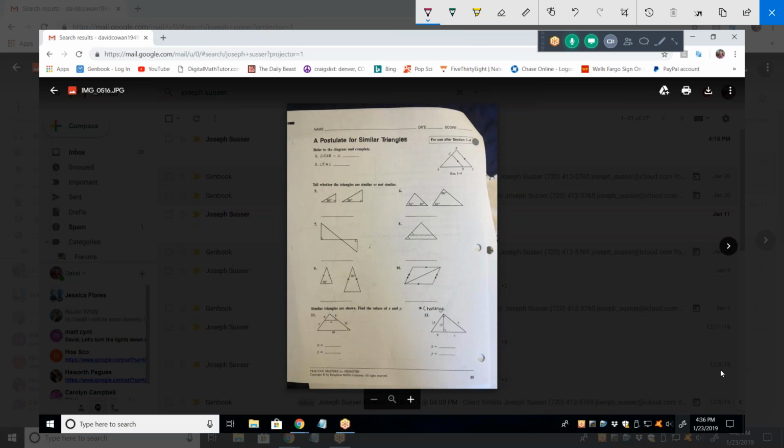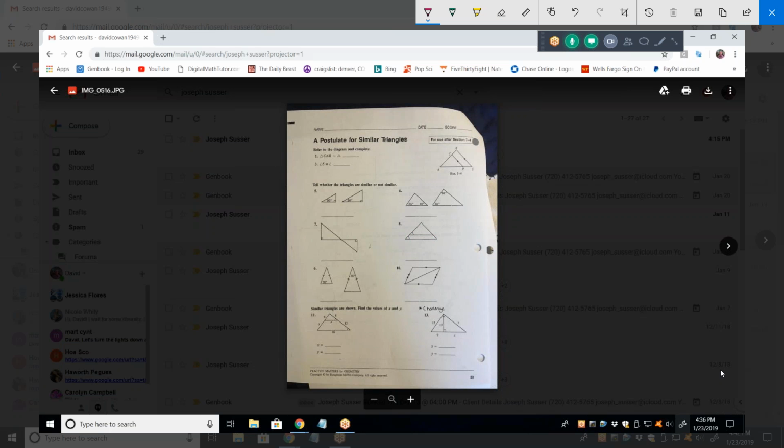All right, on number 8. Are those similar? Yes, they are, because that's the same on both triangles. And we have one angle that's the same, which means this has to be the same as that also, even though they did not tell us they were parallel lines.